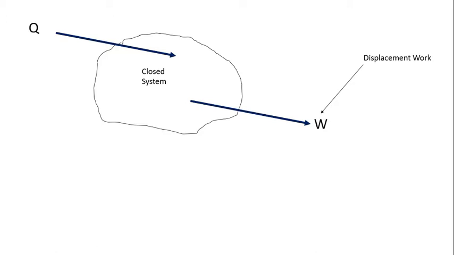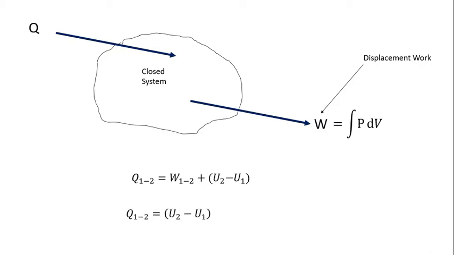And if we consider this work done as a displacement or PdV work, we can write that W equals the integration of PdV, as we have learned in the previous lesson. So the first law of thermodynamics can be written in this case like this: Q12 equals U2 minus U1 plus the integration of PdV.